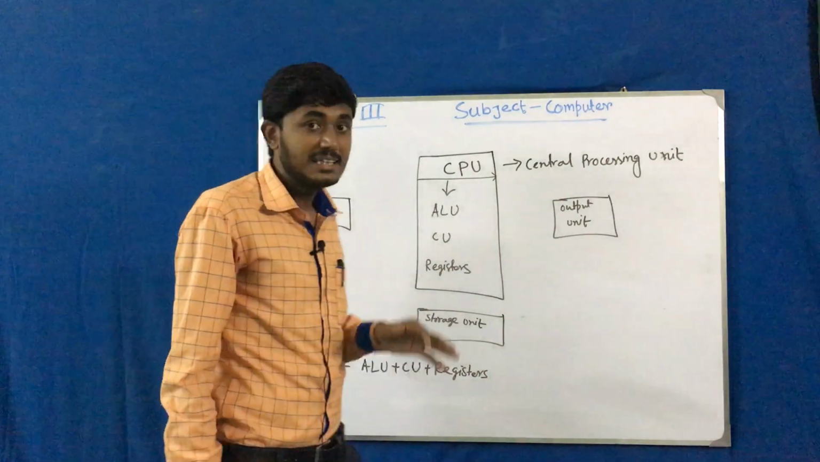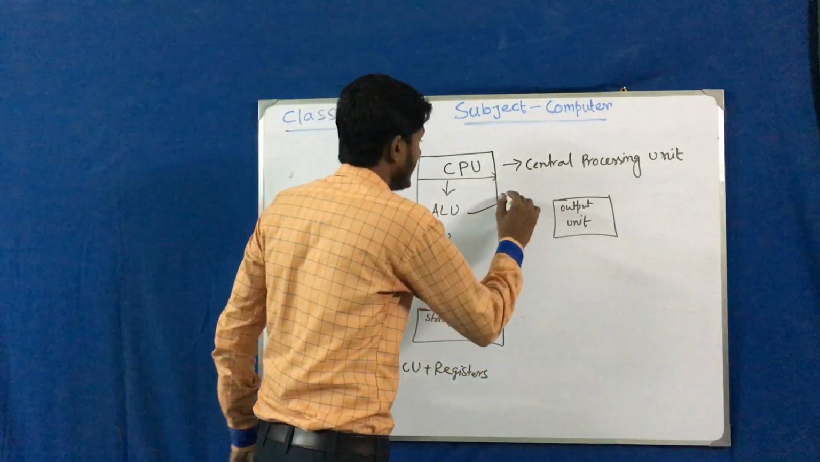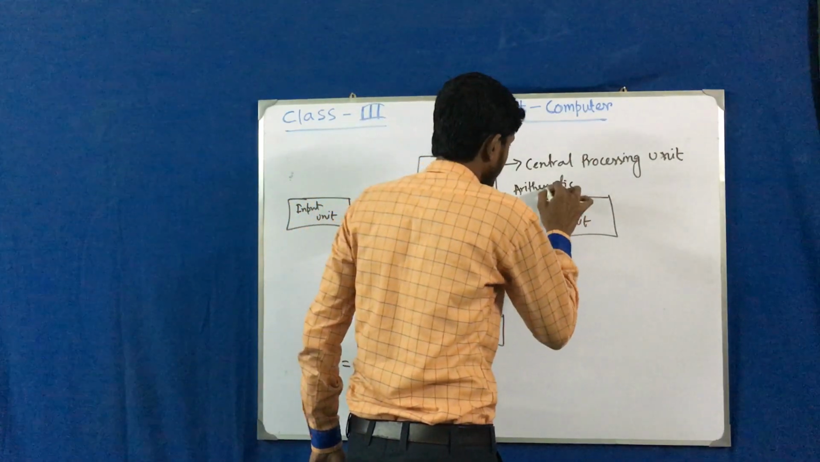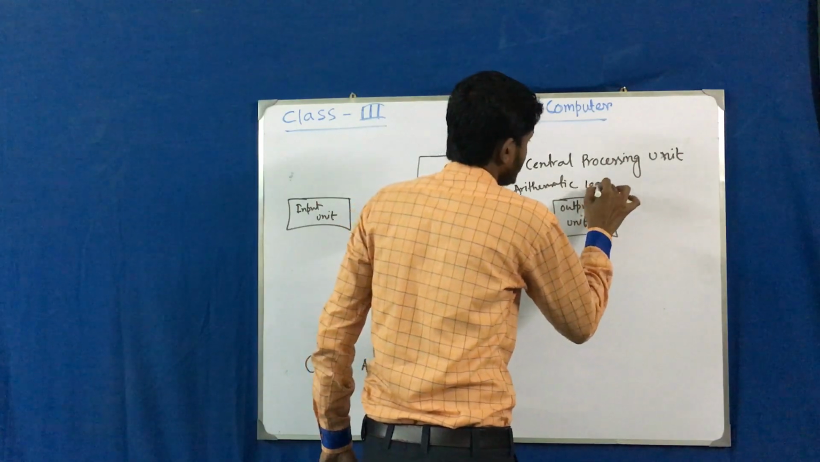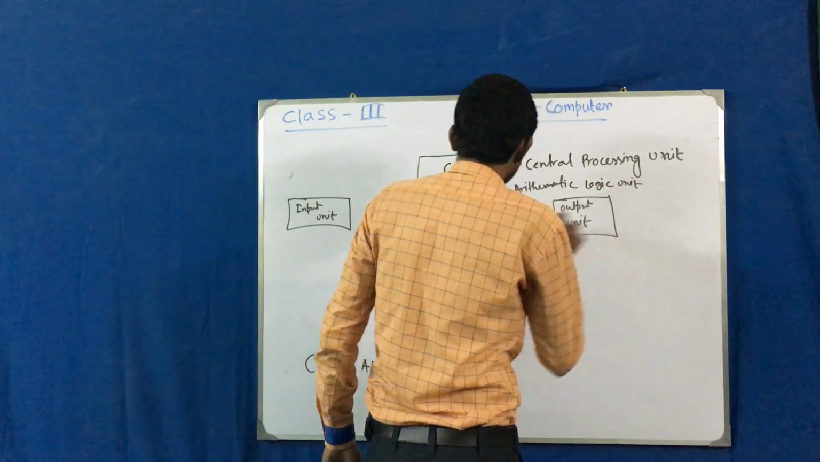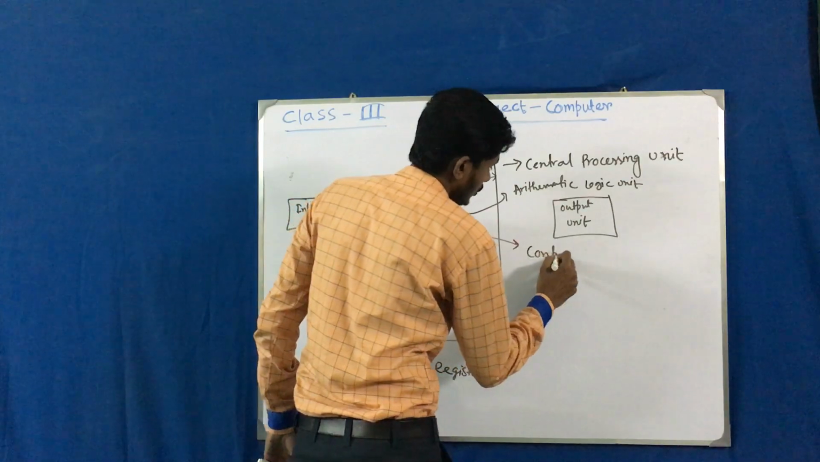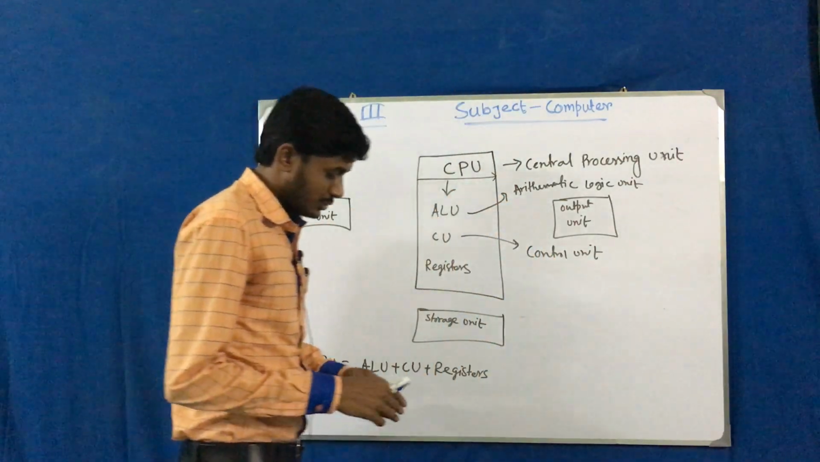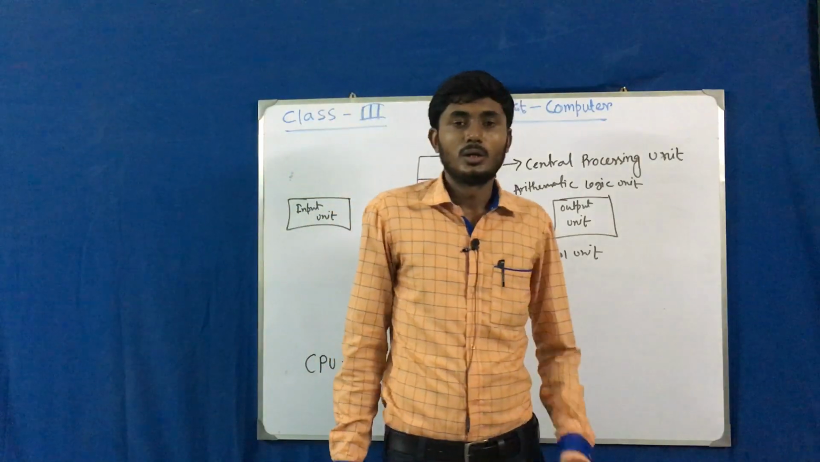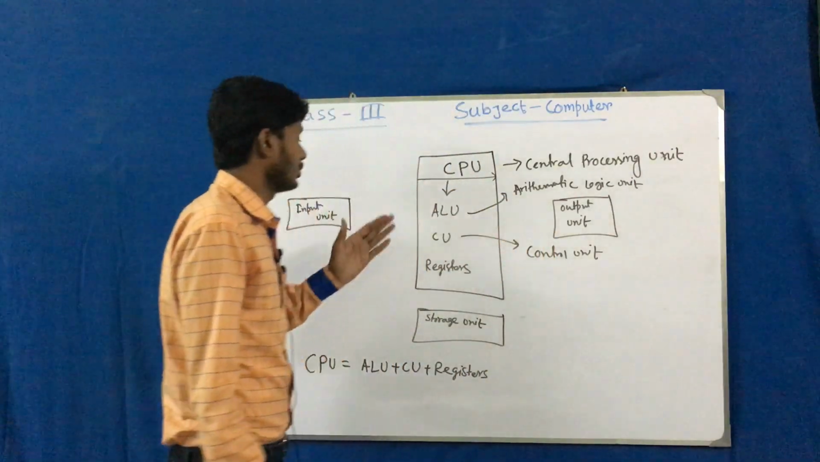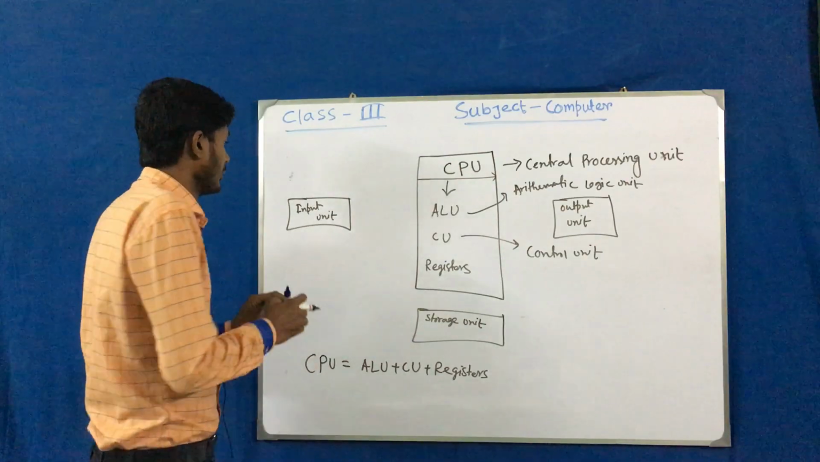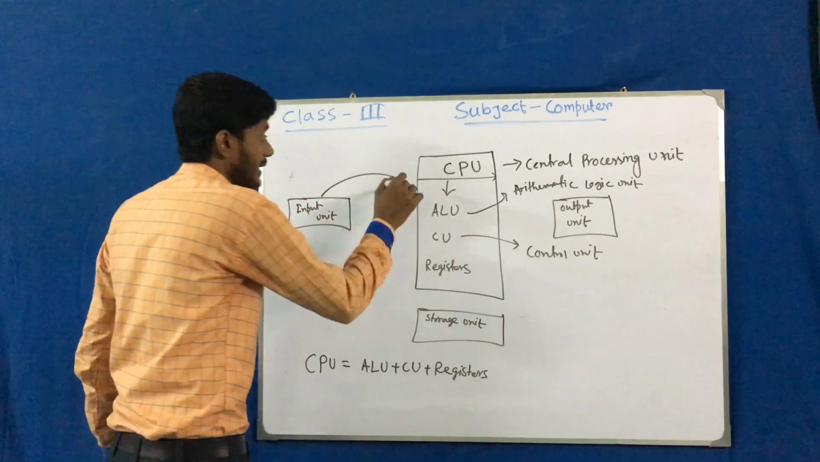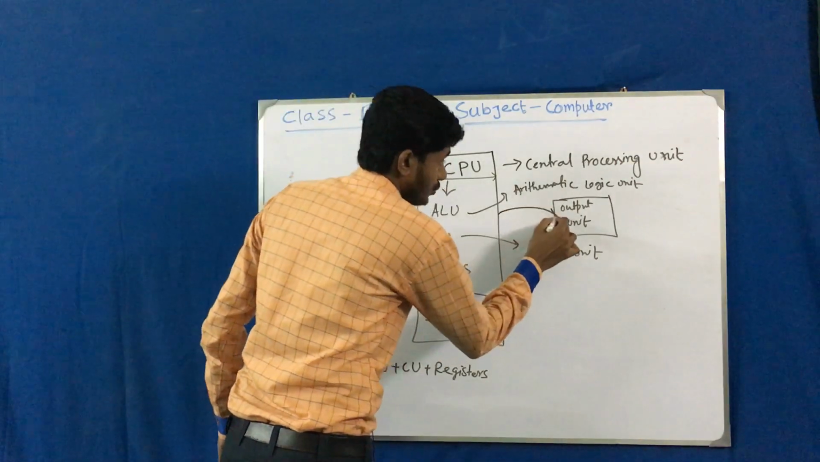ALU refers to arithmetic logic unit, and CU refers to control unit. Clear? With the help of the processing device we can process a particular input, and after successful processing of the data we will get some output.